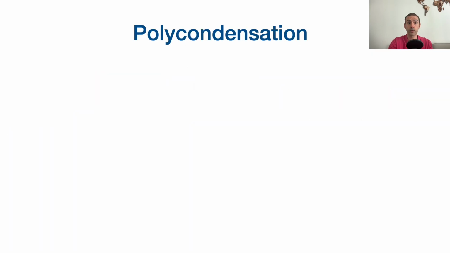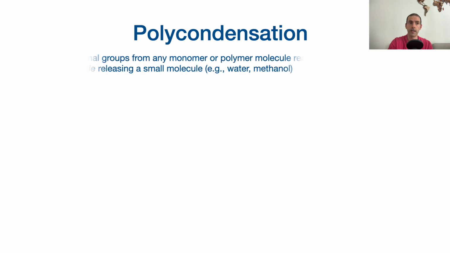Let us have a look at polycondensation now, which is, as we said, one of the two main forms of step growth polymerization. So the differentiator, spoiler alert here, is the equilibrium. In polycondensation, the two functional groups of the two monomer or polymer molecules react, releasing a small molecule in an equilibrium reaction. It could be water, it could be methanol.